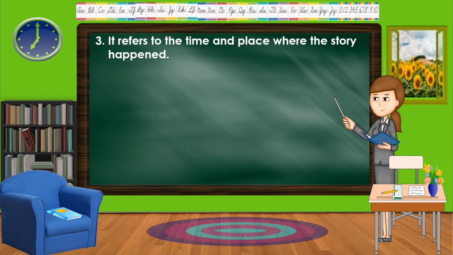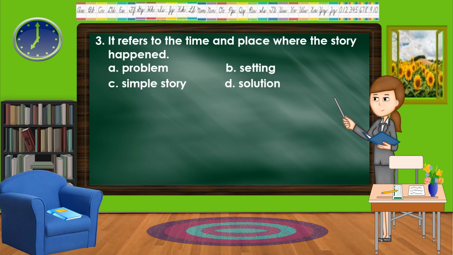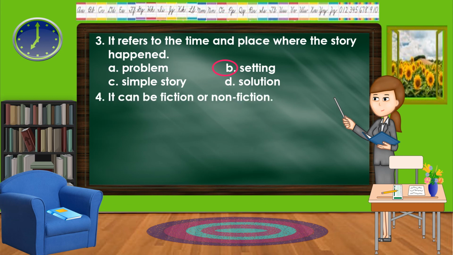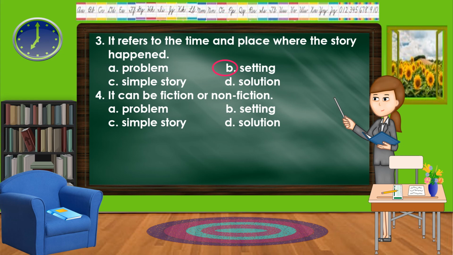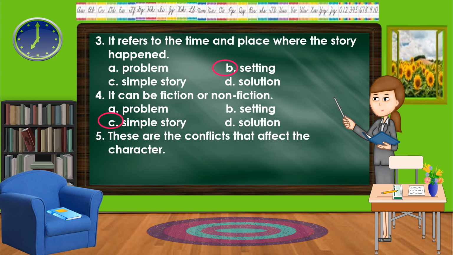It refers to the time and place where the story happened. A. Problem. B. Setting. C. Simple story. D. Solution. The answer is letter B. It can be fiction or non-fiction. A. Problem. B. Setting. C. Simple story. D. Solution. The answer is C. These are the conflicts that affect the character. A. Character. B. Problem. C. Setting. D. Solution. The answer is problem, letter B.